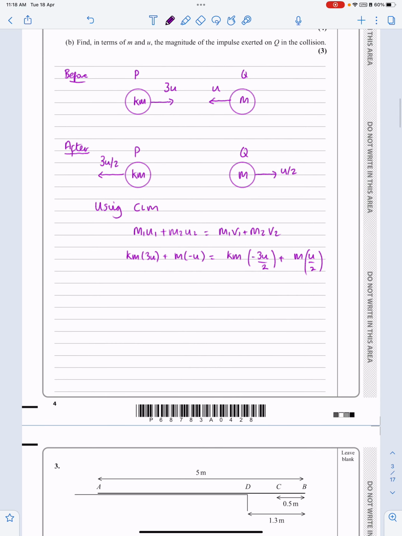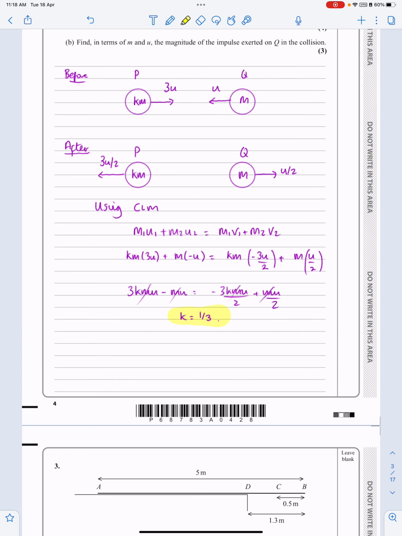Just rearrange it to get K now. So we've got 3KMU minus MU equals minus 3KMU over 2 plus MU over 2. The M's can cancel. And then just rearranging all that, just like with the last one, I'm not going to spend ages doing that for you, otherwise these videos will be too long. K works out to be equal to a third. I would hope that doesn't cause you any problems from that first bit.